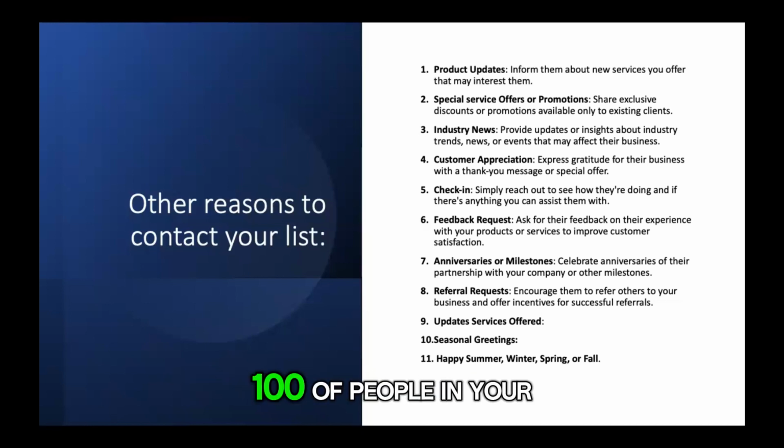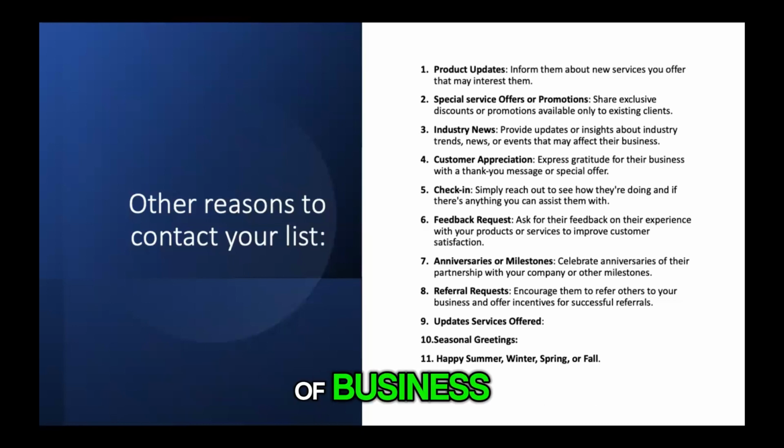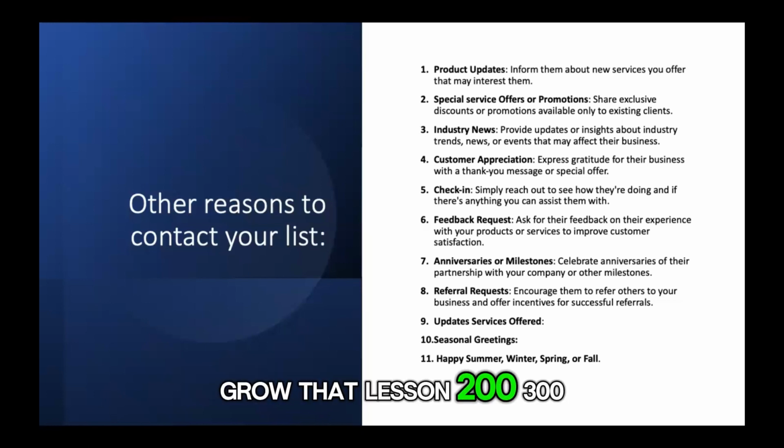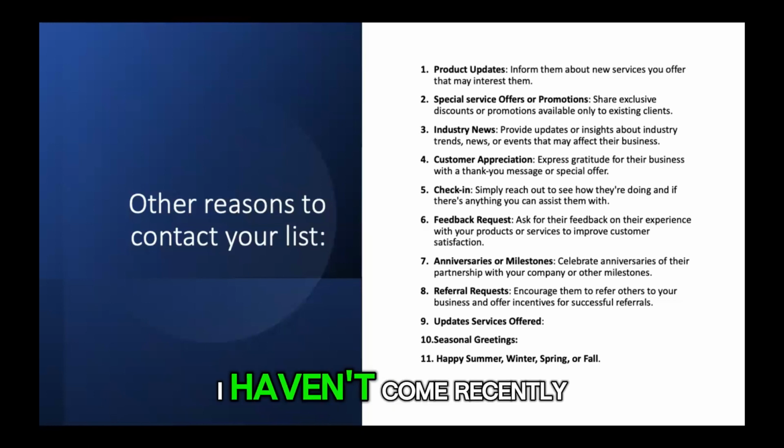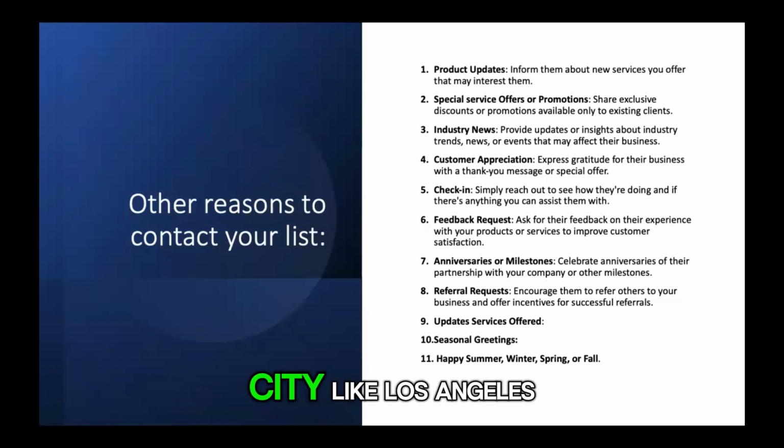Because let's say you have 100 people on your list and you're able to get business from 5%. That's a pretty good amount of business that you can retarget every month. But you can continue to grow that list to 200, 300, 400. I haven't counted recently, but I know it keeps growing more and more every month. If I lived in a city like Los Angeles, I know I'd be growing it at a faster rate. But the truth is, I am comfortable where I am. I don't need to grow it as much as I could.